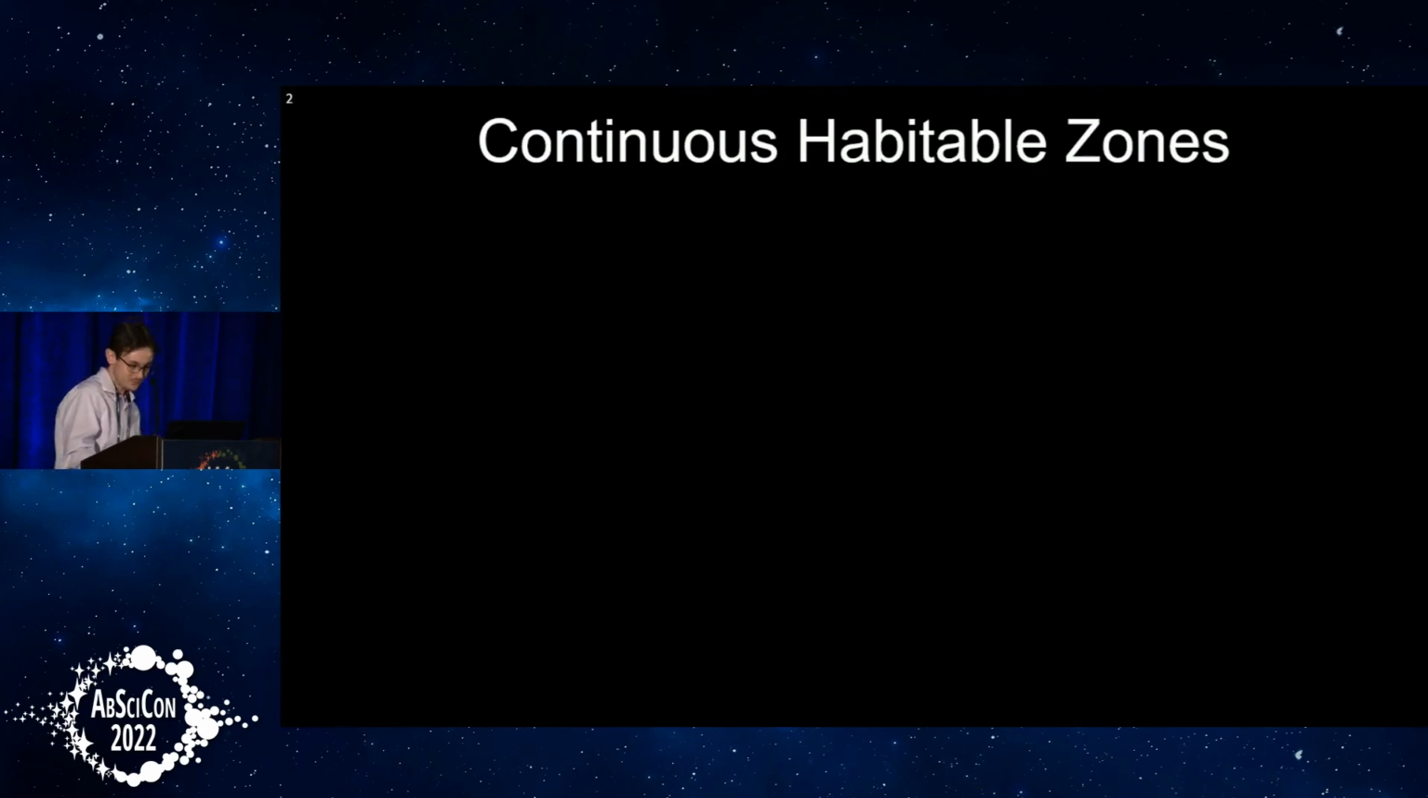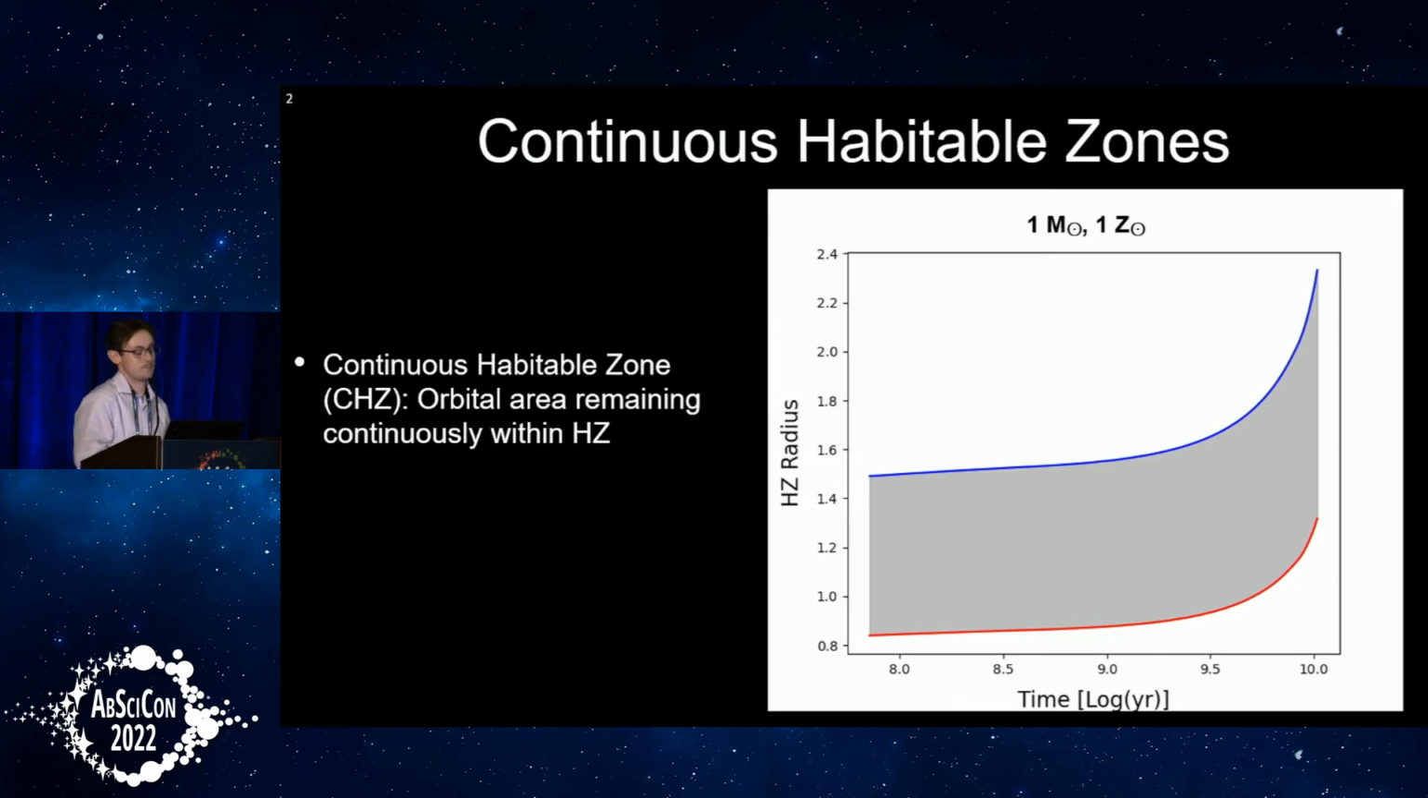All right. So first, let's talk about continuous habitable zones and define what that is. So the continuous habitable zone, or what will be referred to here as a CHZ, is the orbital area remaining continuously within the habitable zone for some length of time. And obviously, as the star evolves on the right here and the luminosity increases, the habitable zone will slowly move outwards. Right, but how long is long enough?